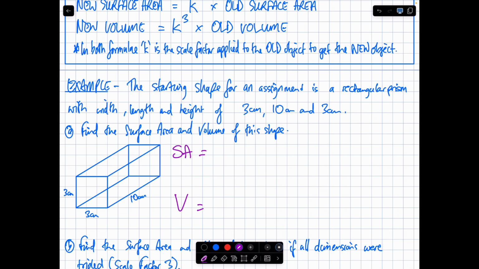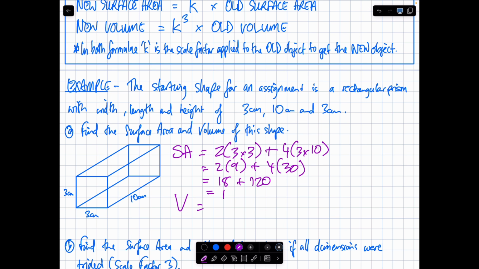So, how many sides are 3 by 3 in this rectangular prism? 1 on each end, so 2. So 2 lots of 3 by 3 plus. How many of these rectangles are there that are 3 by 10? 4, well done. So there's going to be 4 lots of 3 by 10. So 2 lots of 9 plus 4 lots of 30. 18 plus 120. So the surface area is going to be 138 square centimeters.